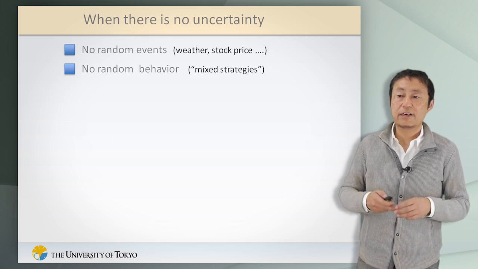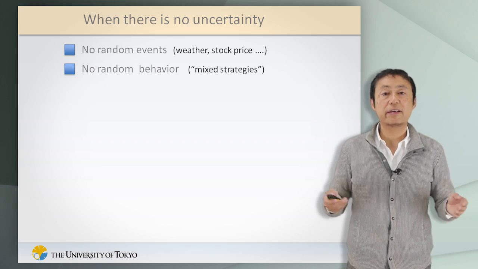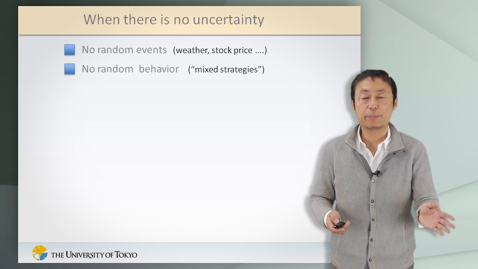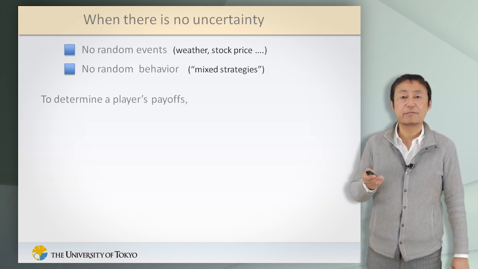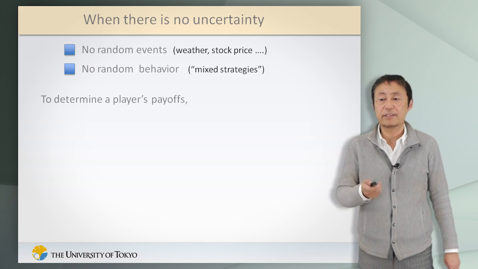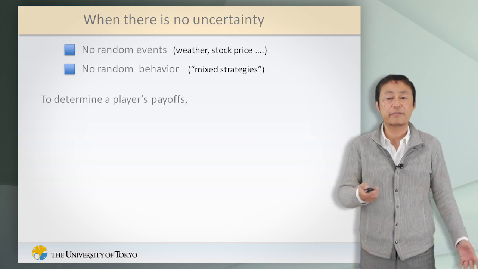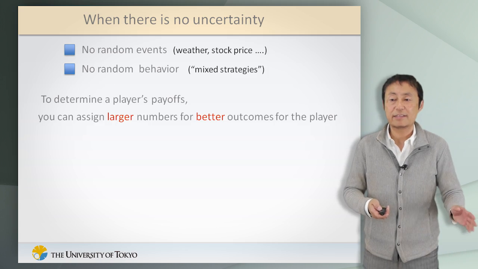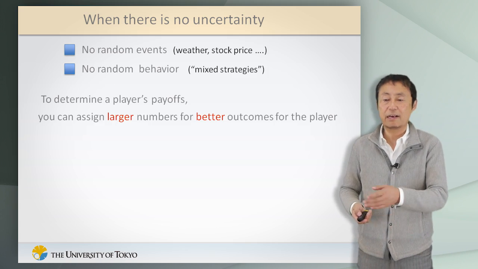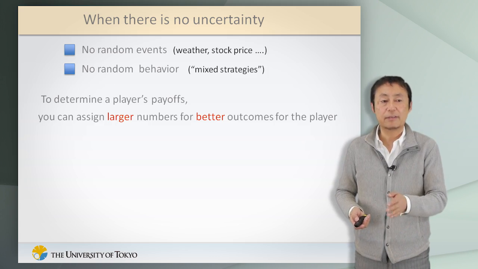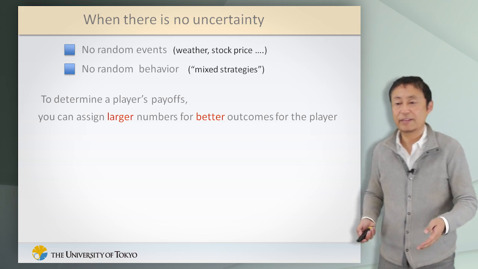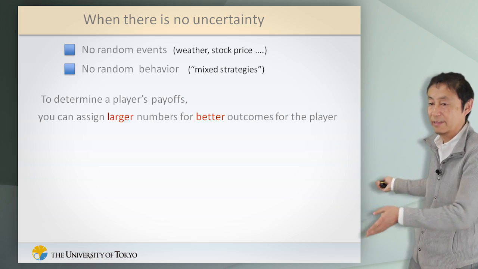So when there is no uncertainty, it's very easy to specify players' payoffs. In this situation without any uncertainty, to determine a player's payoff, you can just assign larger numbers for better outcomes. The better the outcome, the larger the number. That's your payoff. Let me explain what I mean by a very simple example.